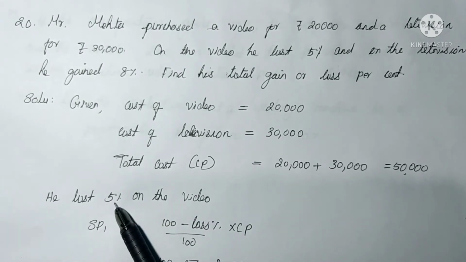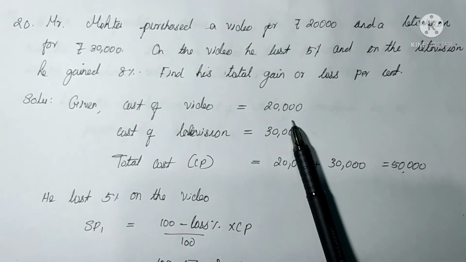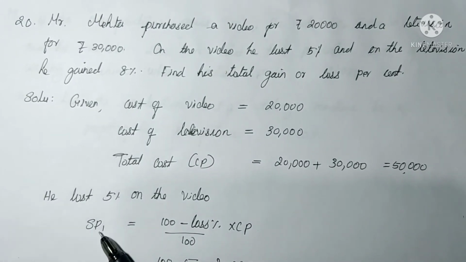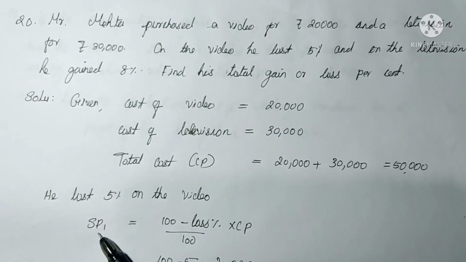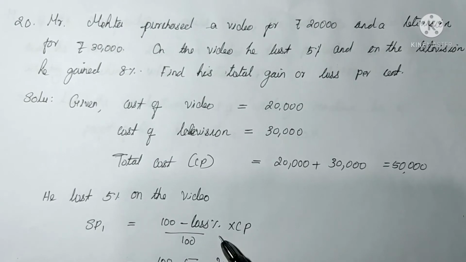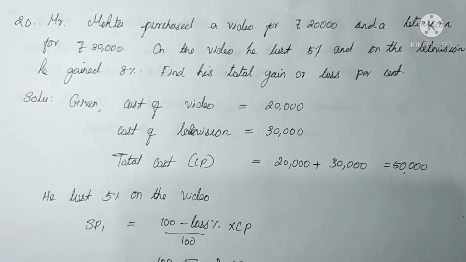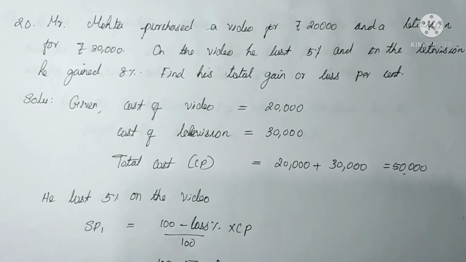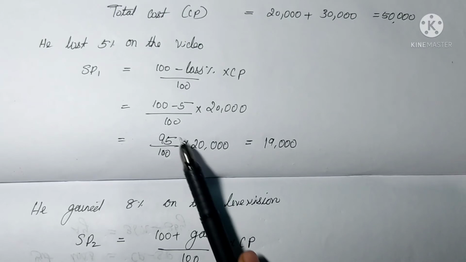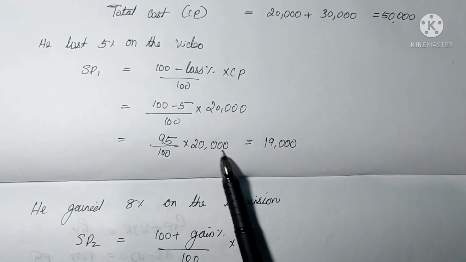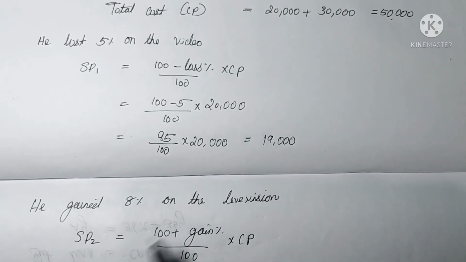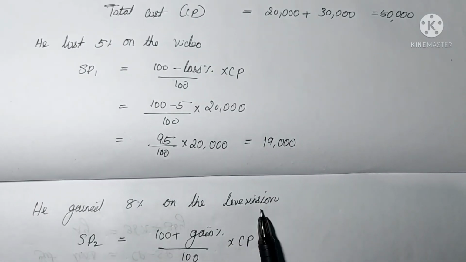Now he lost 5% on the video. Here loss percent is given. We know what is the cost price. So we can find SP. So that is SP1 means SP of the first one, that is video. 100 minus loss percent by 100 into CP. 100 minus loss percent is 5. So 100 minus 5 by 100 into 20,000, which is equal to 95 by 100 into 20,000. That is 19,000.